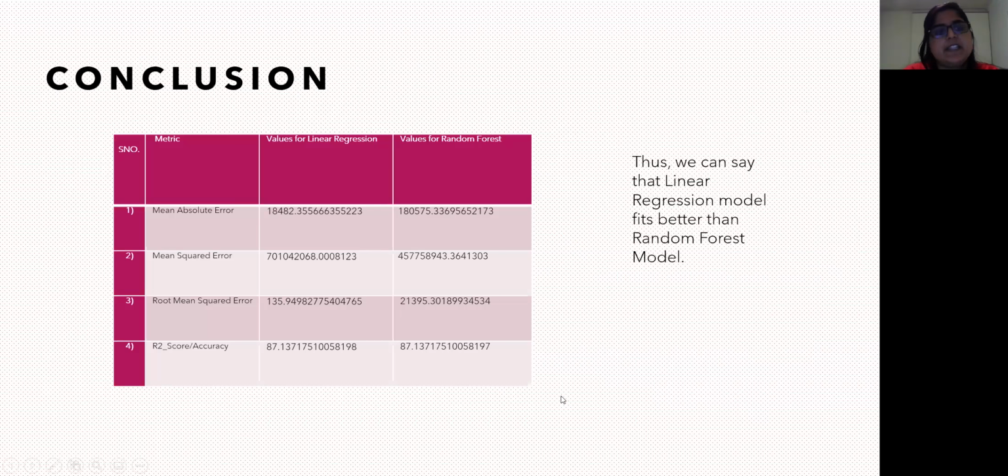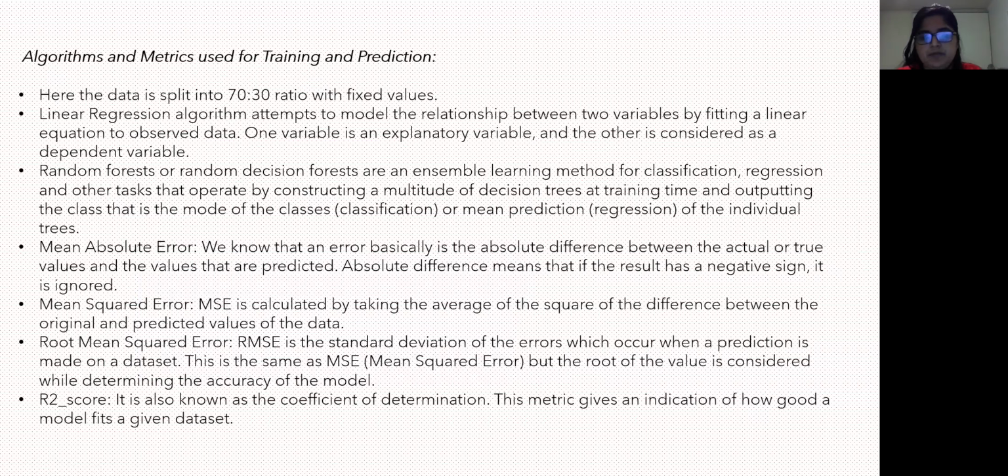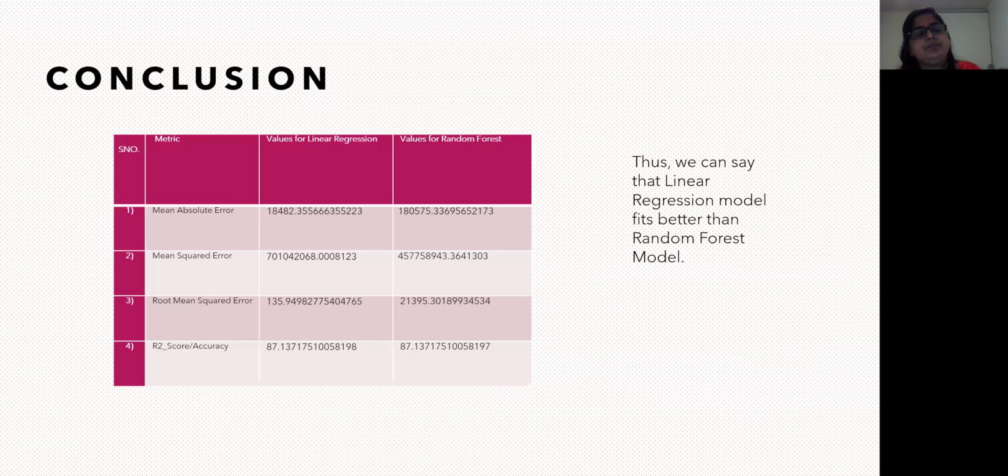You can see that in our model, the R2 score is the same for both random forest and linear regression. It is 87, in terms of percentage. Actually, the R2 score lies between 0 and 1, but I have multiplied it by 100 to express it in terms of percentage.